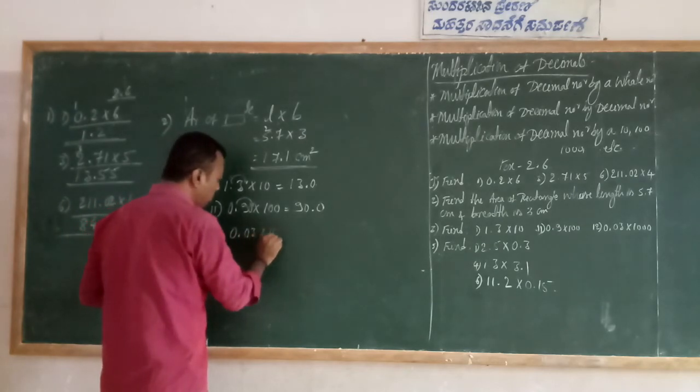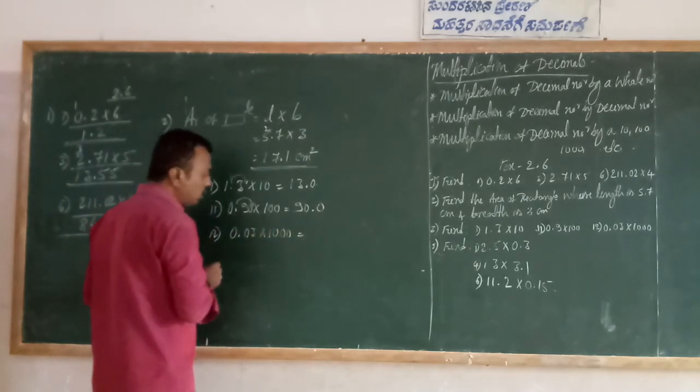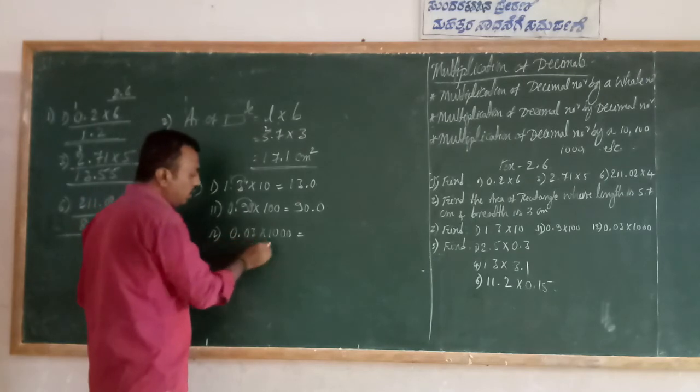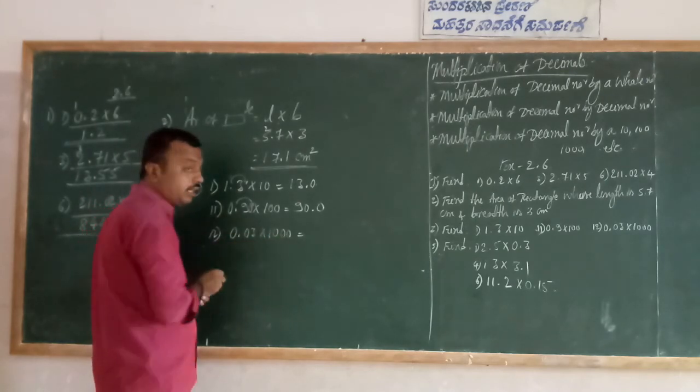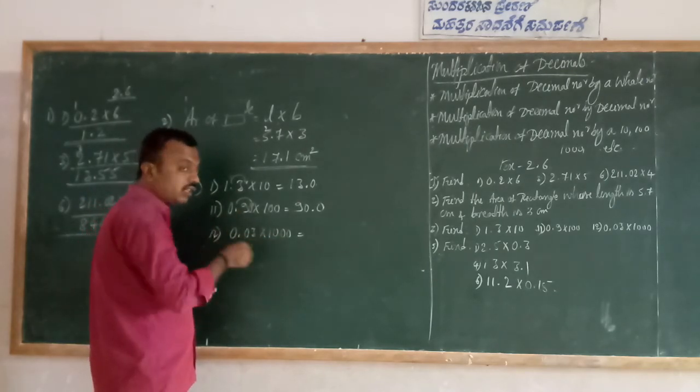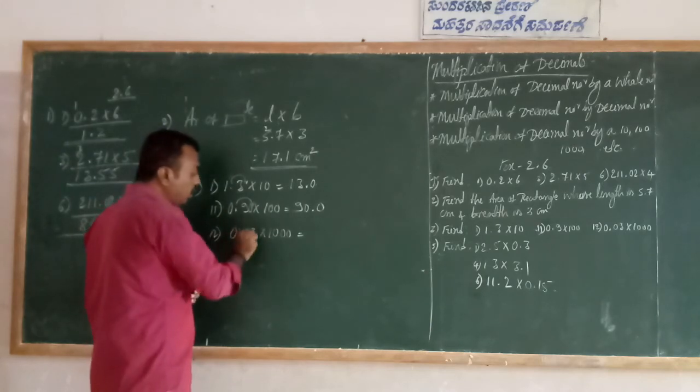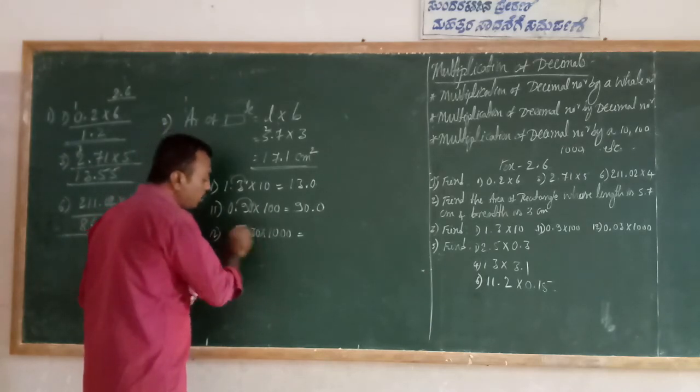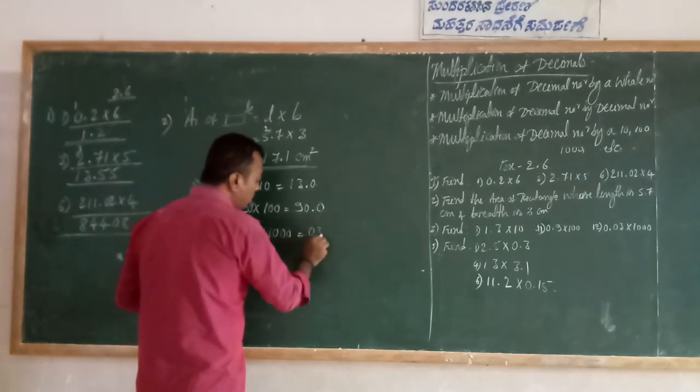0.03 into 1000. In that question, students, see 0.03 here, 1000 is there. 1000 has three zeros, that's why we can shift by three digits. But here only two digits are there, that's why we can put one 0. So, 030.